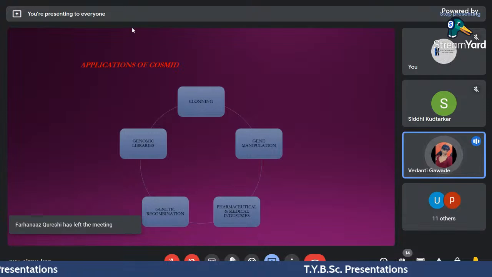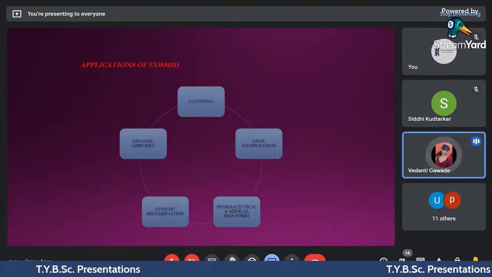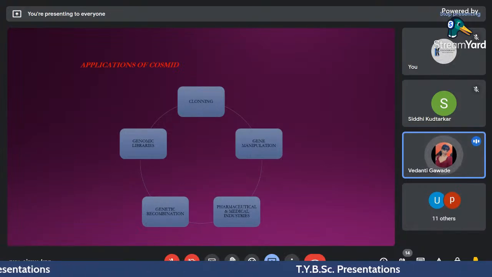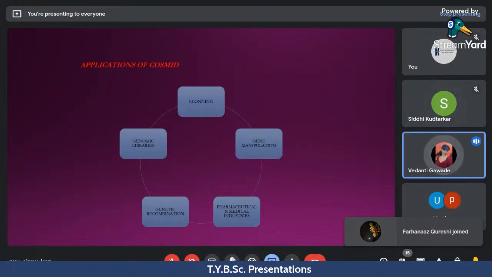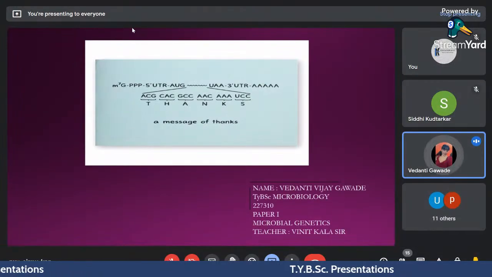some applications of cosmid. We use it in cloning, gene manipulation, pharmaceutical and medical industries, genetic recombination, and in genomic libraries. Next, thank you.